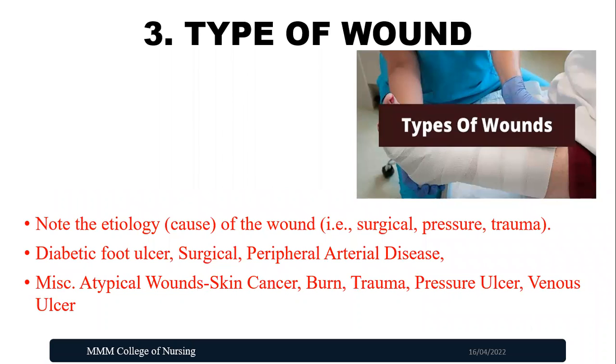Here we need to know the etiology or the cause of the wound, like surgical wound, pressure ulcer, trauma, or based on the morbidity condition, diabetic foot ulcer, surgical wound, peripheral arterial diseases. Miscellaneous atypical wounds may include skin cancer, burn, trauma, pressure ulcer, and venous ulcer. Common types are pressure wounds, venous or arterial neuropathic and diabetic foot ulcers, surgical wounds, or trauma wounds.